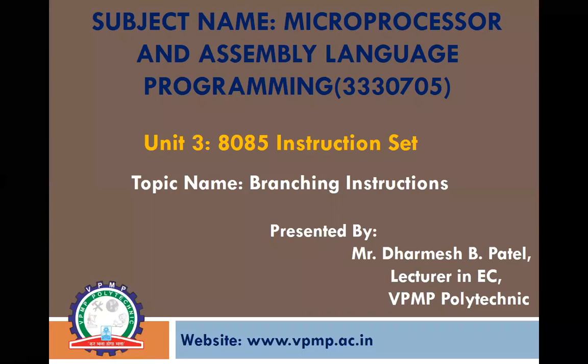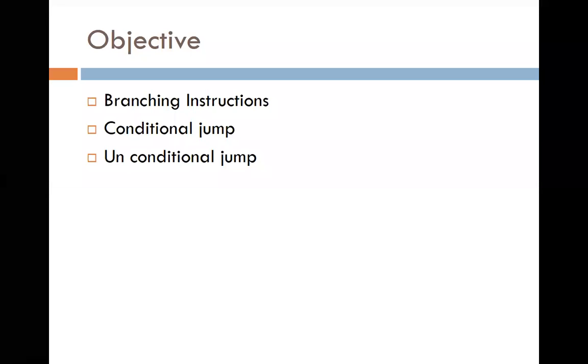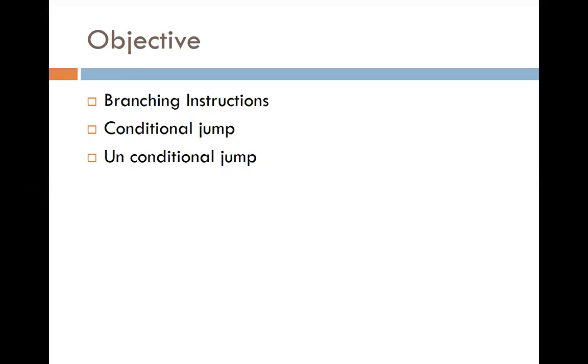Welcome students. Today we are going to discuss Unit 3, the 8085 instruction set, and the topic of branching instructions. Students will be able to learn the following objectives from this lecture: branching instructions, conditional jumps, and unconditional jump instructions.